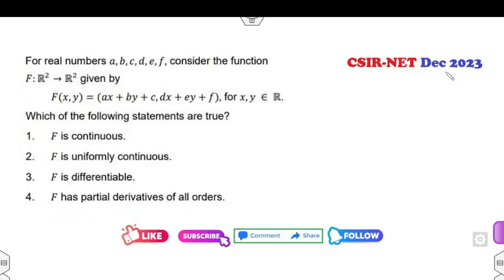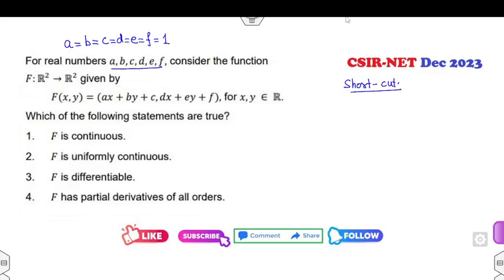Okay, now you can see it's December 2023. Again, you can solve it in a very simple manner for real numbers a, b, c, d, because the answer is not dependent on a, b, c, d. I can choose all the values as 1. Then, which of the following statements is continuous, differentiable, and so on.